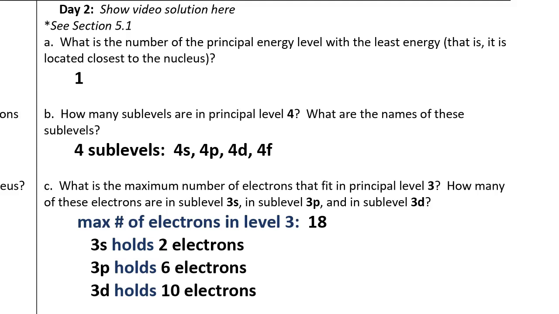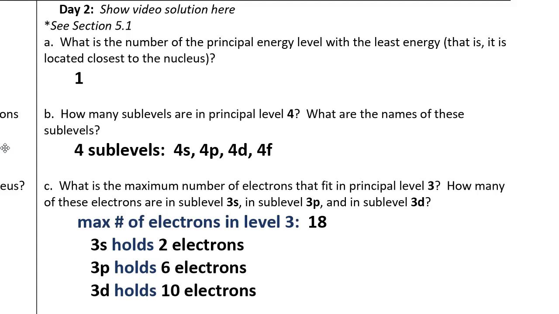Principal level number four would have four sublevels because of the principle that the number of sublevels is equal to the number of the principal level. Principal level one has only one sublevel. Principal level two has two sublevels. Principal level three has three sublevels. The name of each sublevel uses the number of the principal level plus a letter of the alphabet. The first sublevel is 4s, then 4p, then 4d, and then 4f.